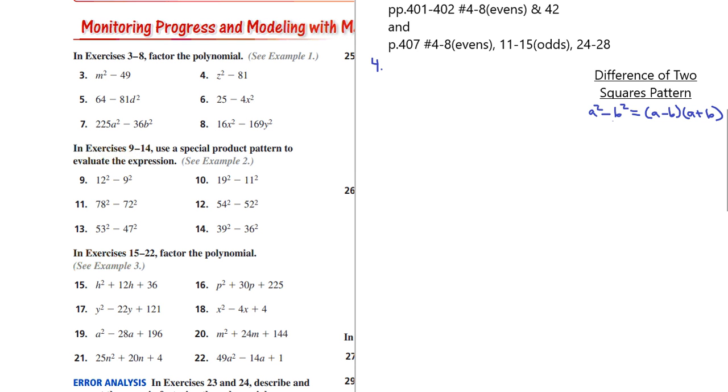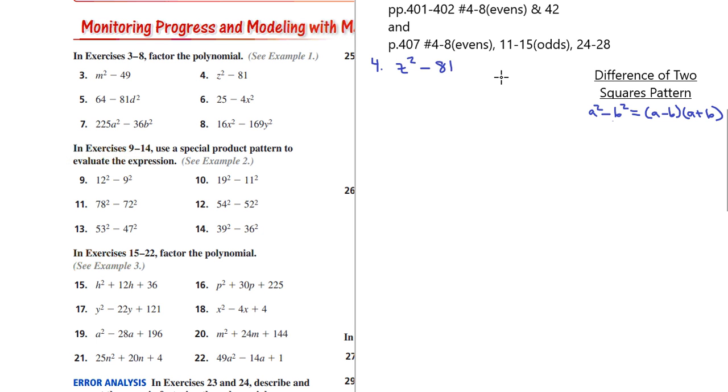In this video, we're going to go through the second assignment for section 7.7 and 7.8 combined. So in this one, we have to start with number 4, and this is one of those binomials that is a difference of two perfect squares. So we have to use the difference of two squares pattern. So let me write down the problem here. I have z squared minus 81.